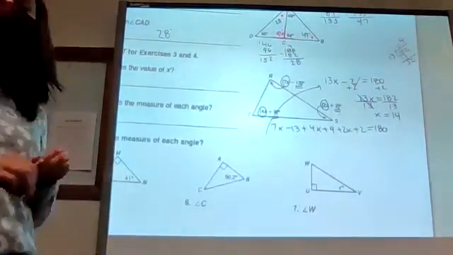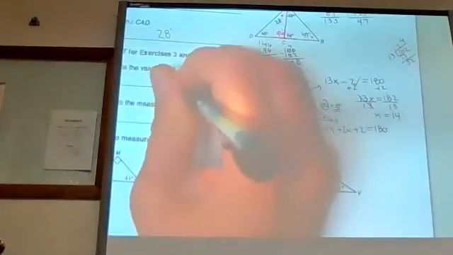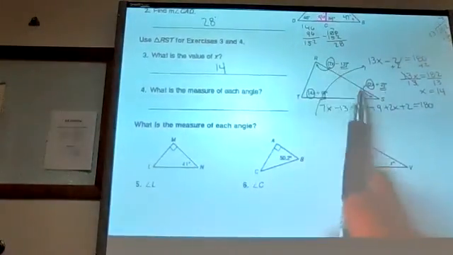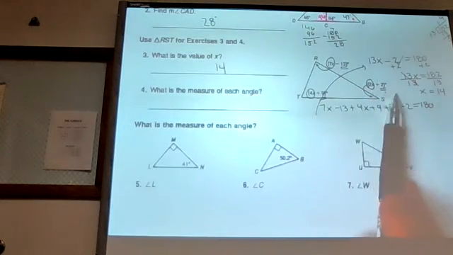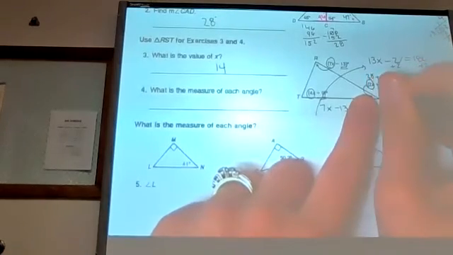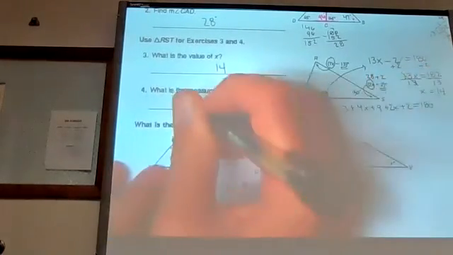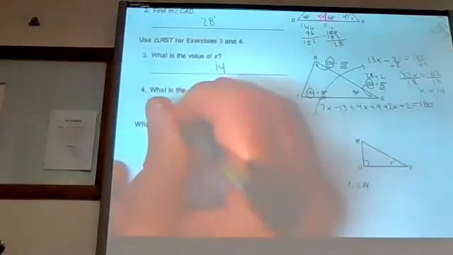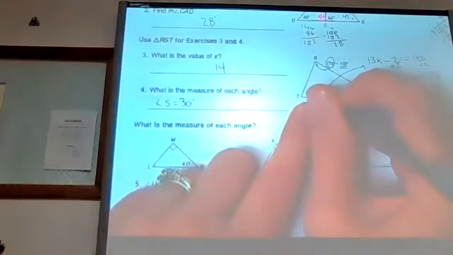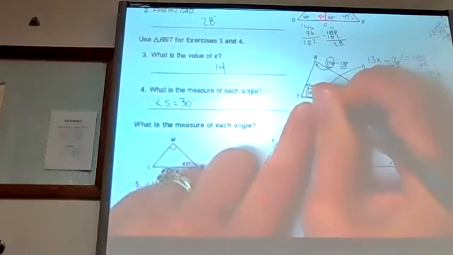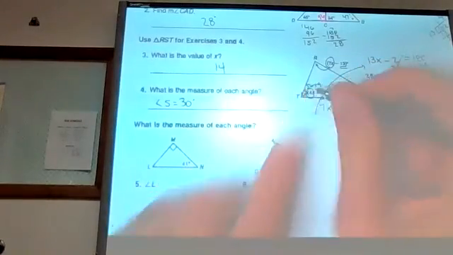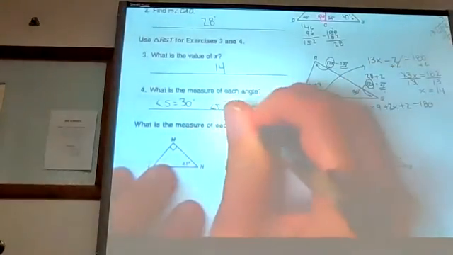So now what? We found the value of x. I know I'm running short on time. Then it says find the measure of each angle. Would you be able to do that? Yeah, I just have to go around and substitute in. I'd start with the easier one, 2x plus 2. 2 times 14 is 28, plus 2 gives me 30 degrees here. So angle S is 30 degrees. 4 times 14 is 56, plus 9 gives me 65 degrees. So angle T equals 65.